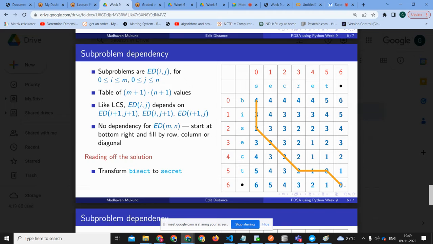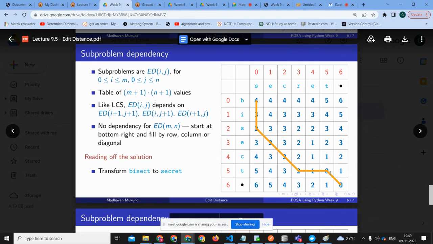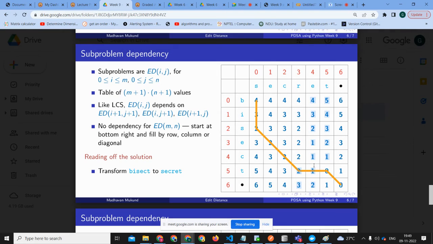Can we connect the mapping to the words bisect and secret? Yes. For example, where are we deleting and inserting? First, are we reading from top to bottom or bottom to top? Both. The line works for both the words. Can you see the words side by side? Yes. If you start from the bottom right, which we have already done, we need two deletions from bisect to secret.